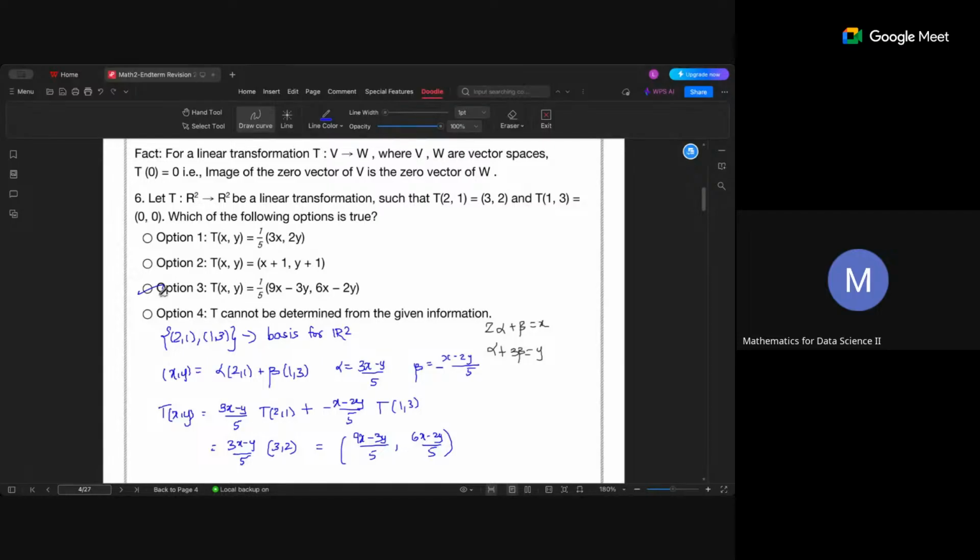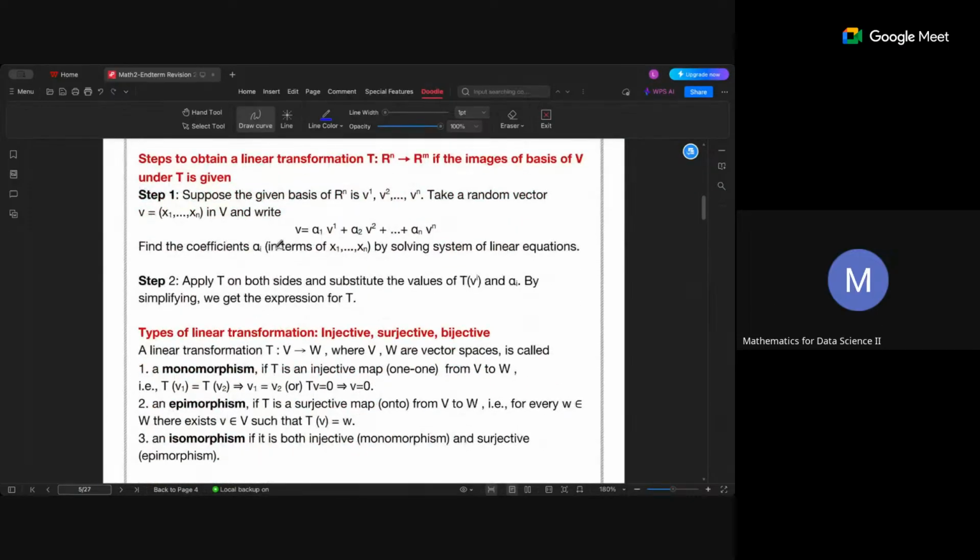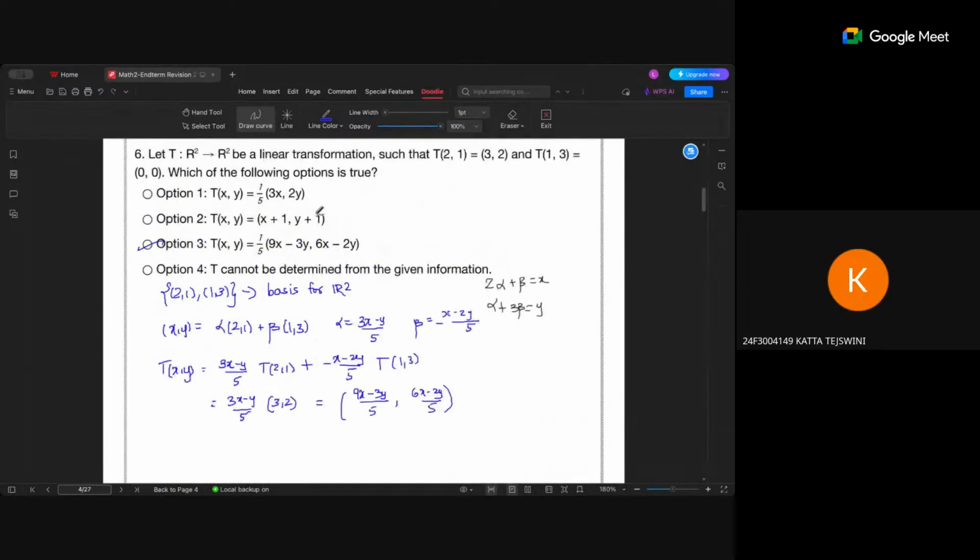Okay. So this is the usual procedure which I have specified here. Suppose, yes, that above, 3 alpha is equal to (3x minus y)/5, how did it come? That's what I'm saying. You have to solve the system of linear equations.